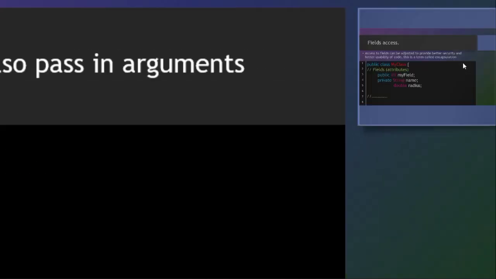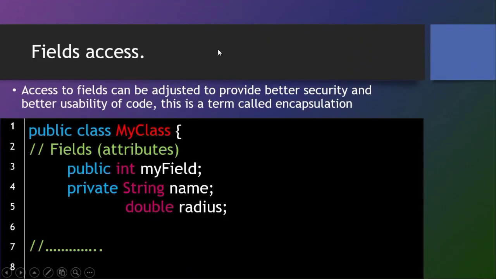So we have this type of scenario here, and we also talk about field access. Field access, we're going to go back to what access modifiers are. Access to fields can be adjusted to provide better security and better usability of code. This term is called encapsulation, and it is a very important concept in object-oriented programming that will differentiate you from a novice programmer, right?